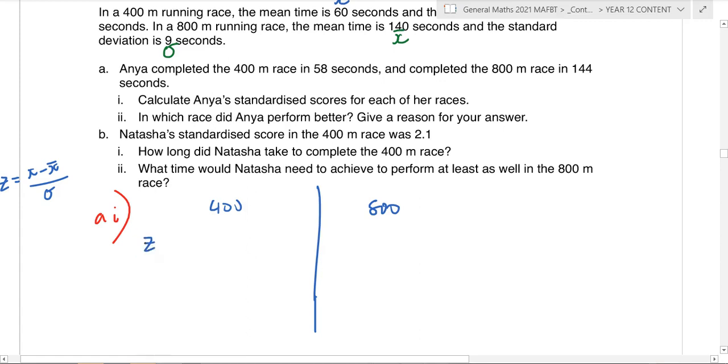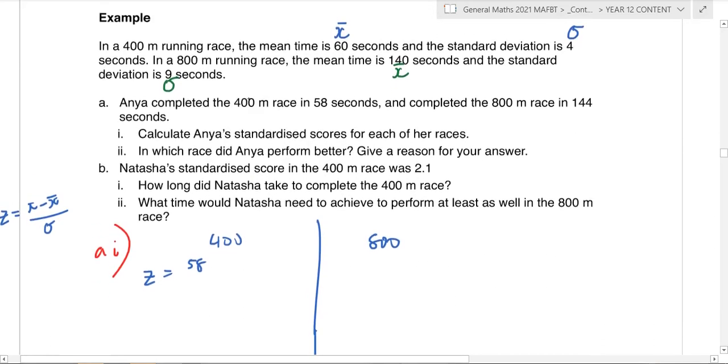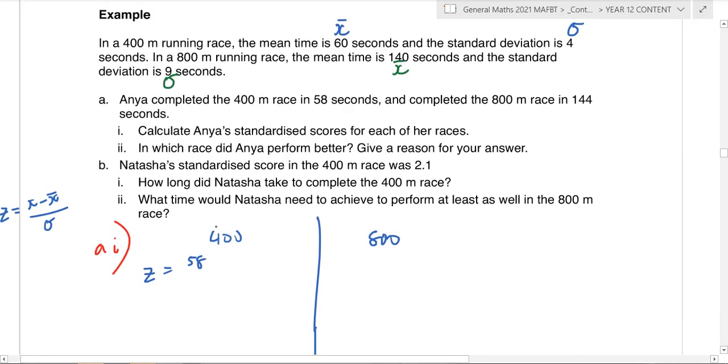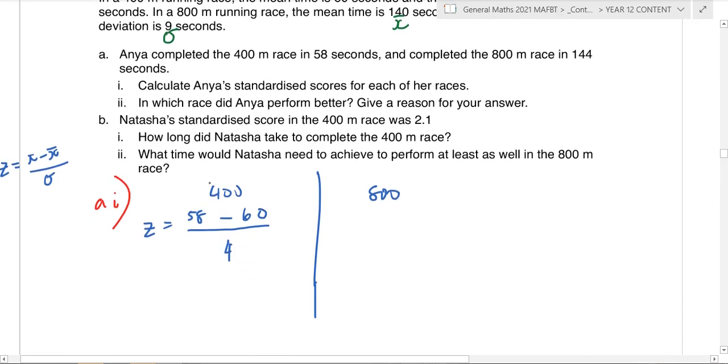she got a race score of, her actual score was 58 seconds. And the mean time is 60 seconds. And the standard deviation for that is 4 seconds. So let's calculate that. Okay, so that's 58 minus 60, which is negative 2 over 4, which is a Z score of negative 0.5. Okay, easy.